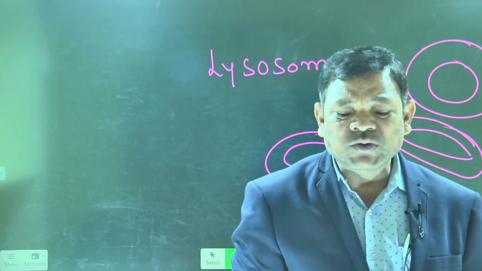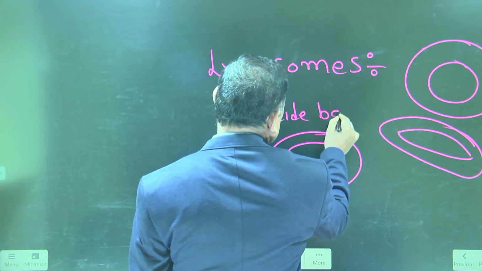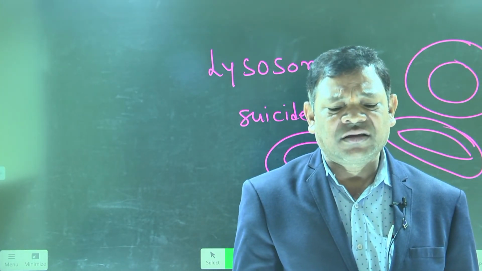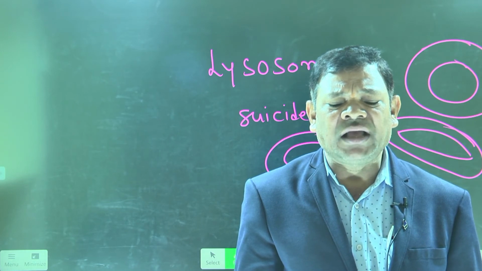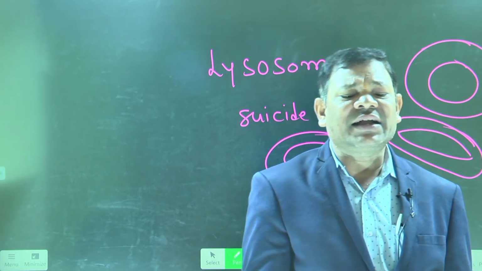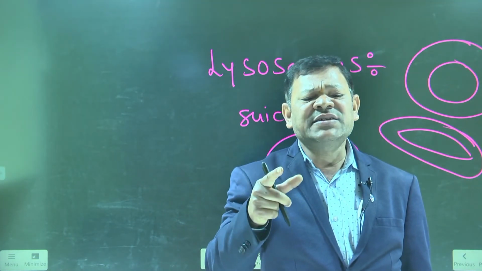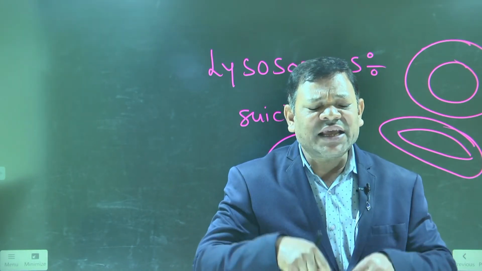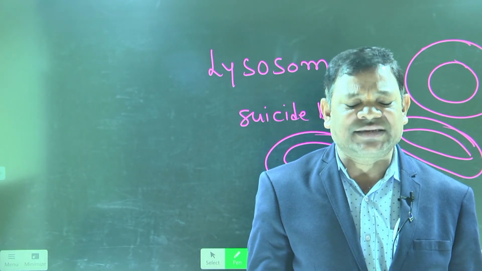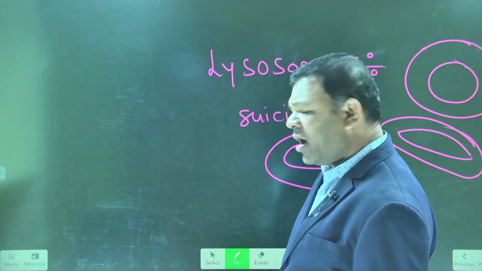Suicide bags of the cell. So lysosomes are a single membrane structure, also known as the suicidal bags of the cell. Lysosomes contain digestive enzymes. If any poisonous substances are present, they collect and digest them. That's why they are called suicidal bags of the cell. Lysosomes are also present in the eukaryotic cell. Do you understand?